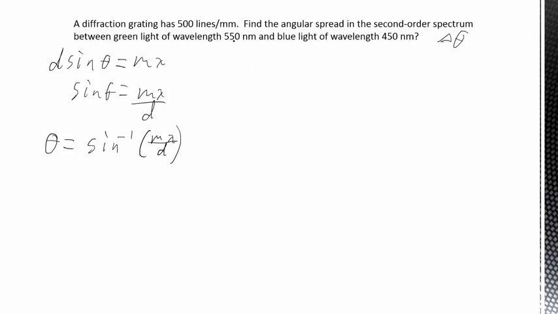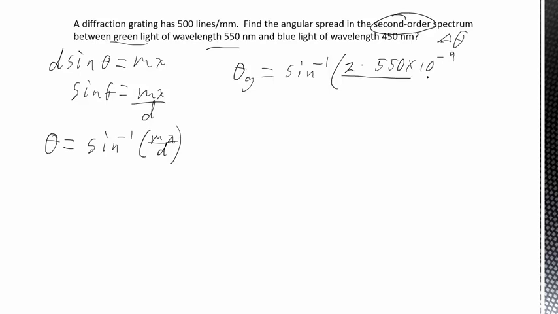So let's start out with the green light, which is that wavelength. I'm going to say theta of the green light is inverse sine of m, we're doing the second order. We should list this stuff out first, I guess. Anyway, the wavelength there, 550. I'm going to go ahead and convert this to meters, times 10 to the negative 9th, right? And then we're going to divide. We could divide by d, which is the inverse of this, or we can put 500 up here.